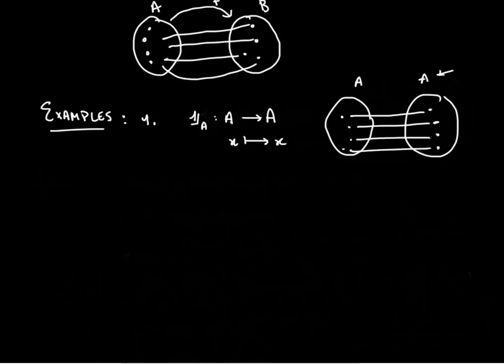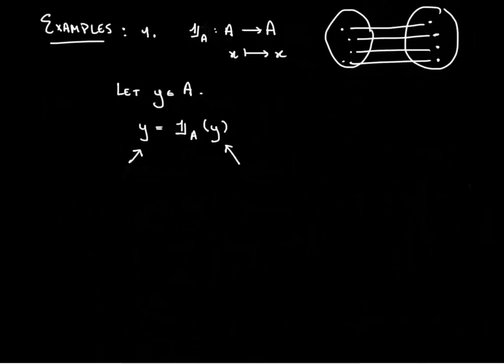Now, if you want to be a little more formal about this, you can start with an arbitrary element y that is in A. Then you can write y as being equal to the identity of y. So an arbitrary element of our codomain has a preimage in our domain. And since y is arbitrary, it works for all the elements of our set.